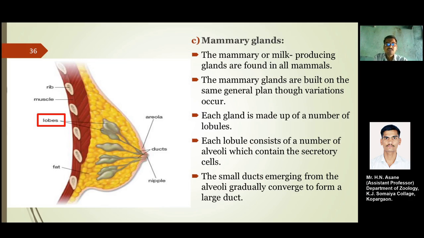So the small ducts are emerging from each lobule, which consists of a number of alveoli that contain the secretory cells, okay, and those secretory cells are the ones in the mammary gland which are producing the milk, okay. And the small ducts emerging from the alveoli converge to form a large duct, okay, and that large duct opens out as suction occurs by the small child, and the milk is going to ooze out into the mouth of that child, okay.